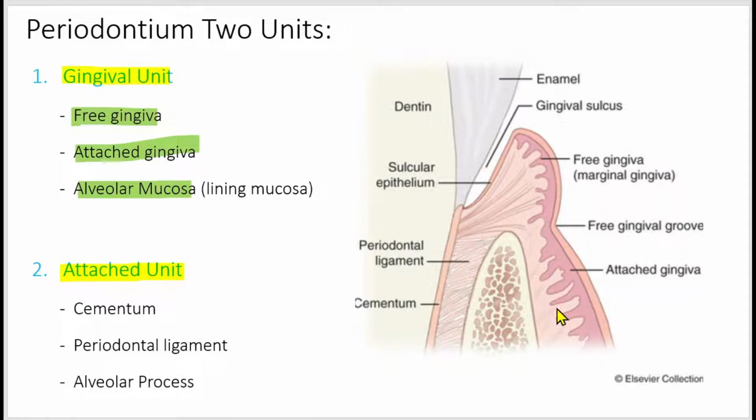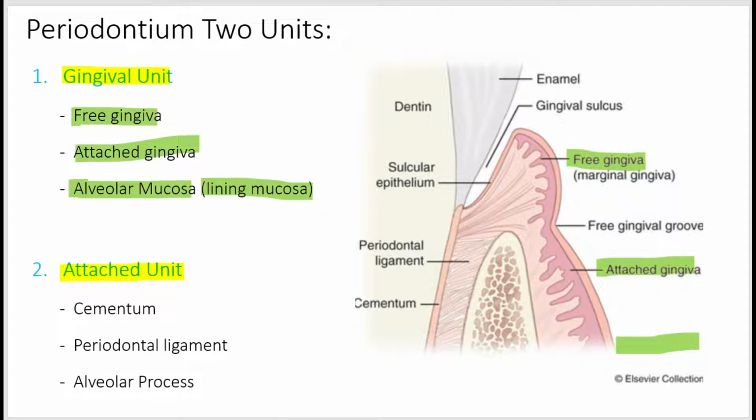So this is the gingival unit, and you can see it has the free gingiva, the attached gingiva, and here we have the alveolar mucosa, which is technically all of the lining of the oral cavity. All the gum that lines the oral cavity, so the cheeks, these things are considered part of the alveolar mucosa, which is part of the lining mucosa, if we want to say it more specifically.